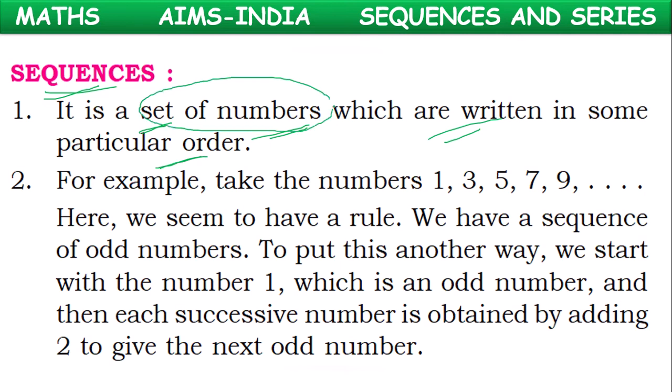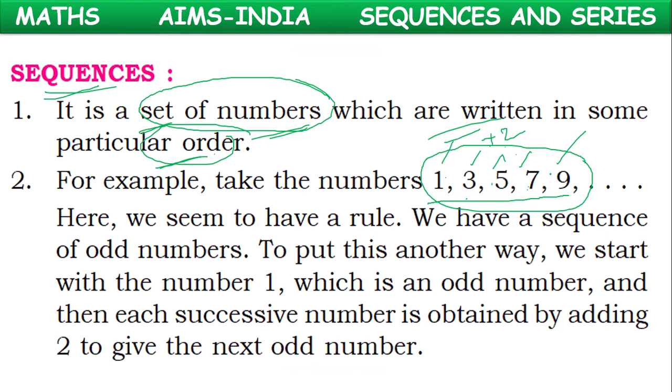A group of numbers or set of numbers written in some particular order, for example, 1, 3, 5, 7, 9. This is a group of numbers, and they have some order. In which order have we written them? They are all odd numbers starting from 1. The difference between each two elements is plus 2. 1 plus 2 is 3, 3 plus 2 is 5, 5 plus 2 is 7, 7 plus 2 is 9.